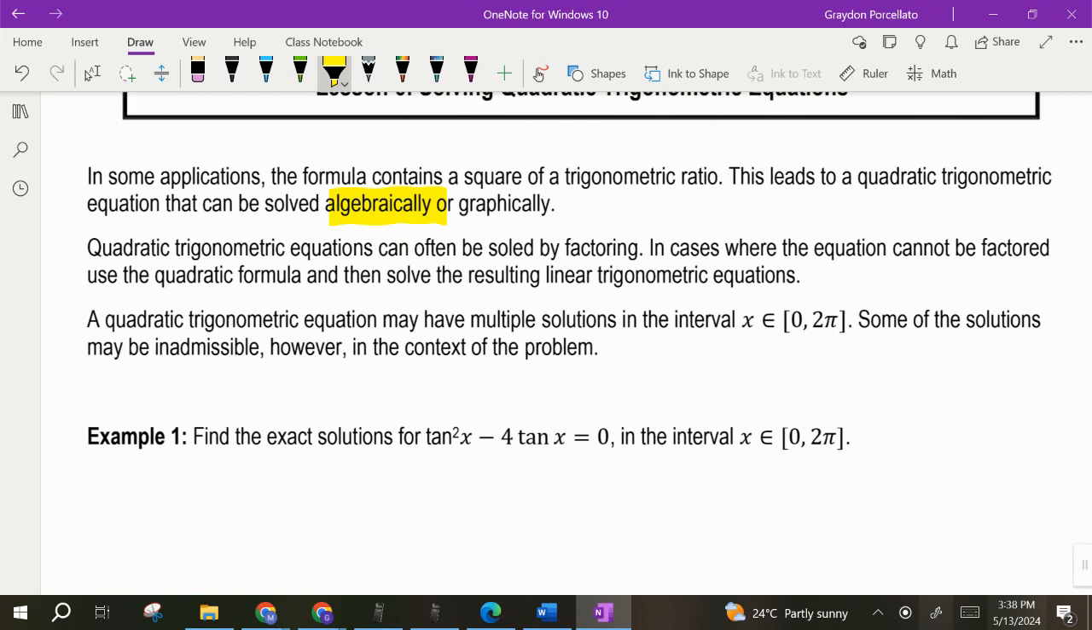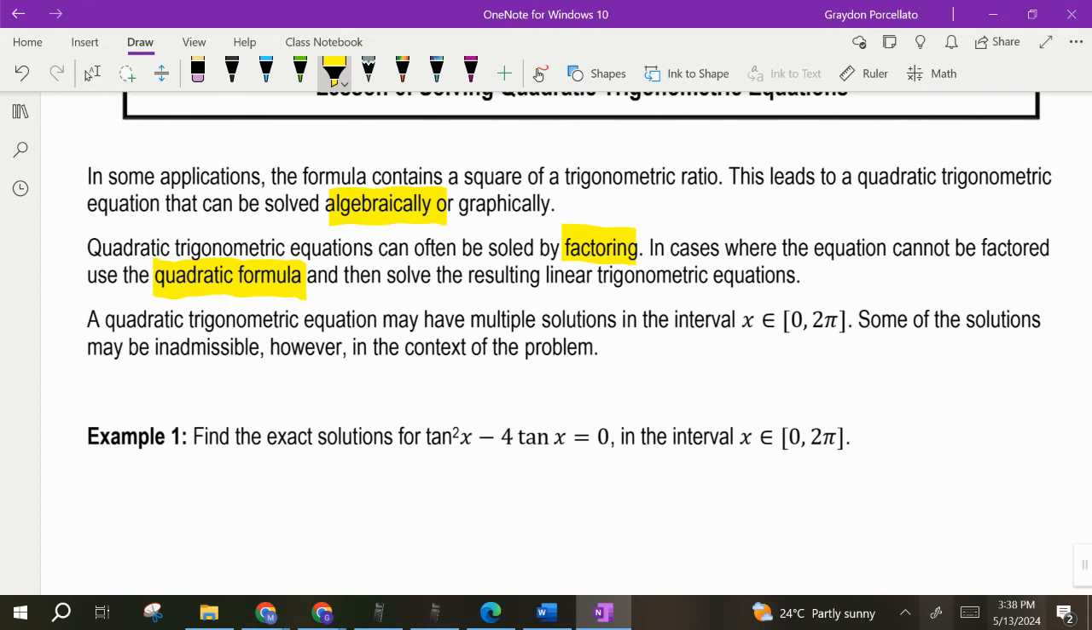Quadratic trig equations can often be solved by factoring, just like we solve quadratics. In cases where the equation cannot be factored, use the quadratic formula, and then solve the resulting linear trig equations, just like quadratics in grade 10. You solve it using the quadratic formula or factoring.